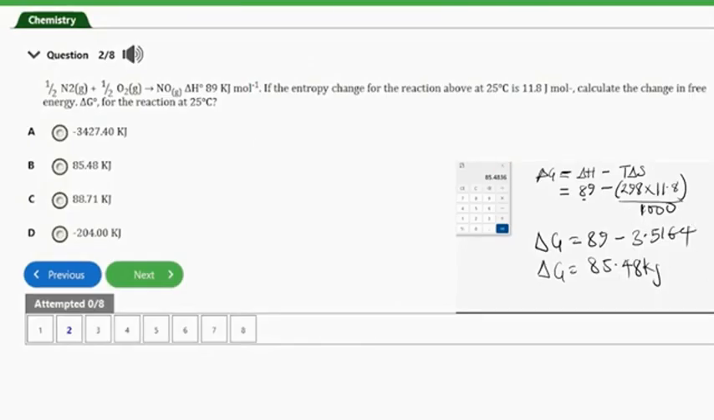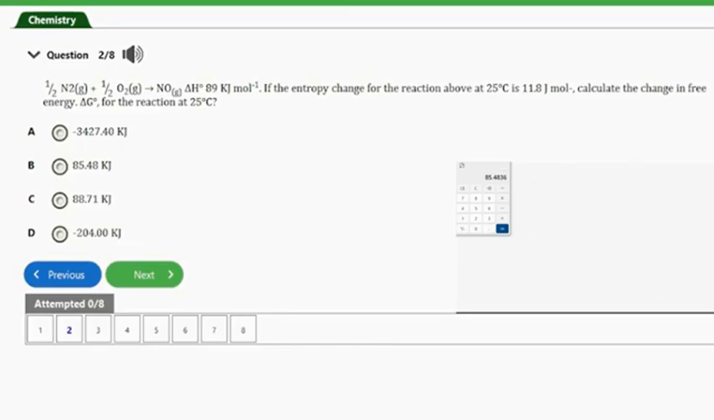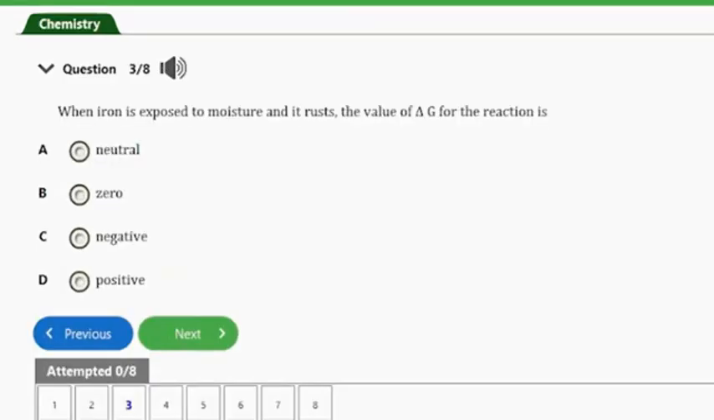So let's go ahead and wipe this off, and then consider the next question here, guys. The next question is question number 3. It says, when iron is exposed to moisture and it rusts, the value of delta G for the reaction is A, neutral, B, 0, C, negative, D, positive.